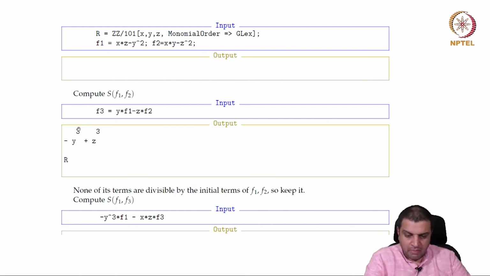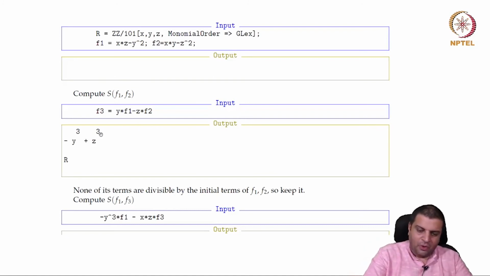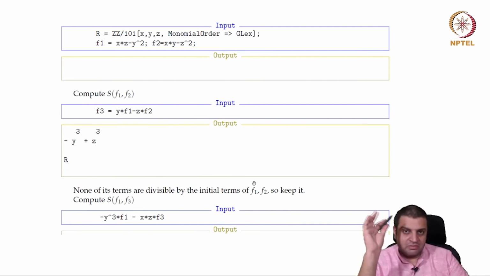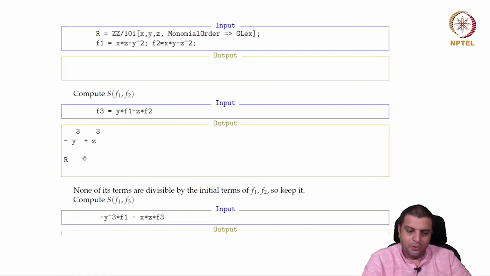Okay, so this is minus y cubed plus z squared. When we did it earlier, we had swapped the order, so we got the negative of this. But let's keep this convention. So we look at this. None of its terms are divisible by the initial terms of f1 and f2. This is our reasoning for what's going on in the Buchberger algorithm. So we'll keep it. There's nothing to simplify, no further division algorithm remainder to be taken.